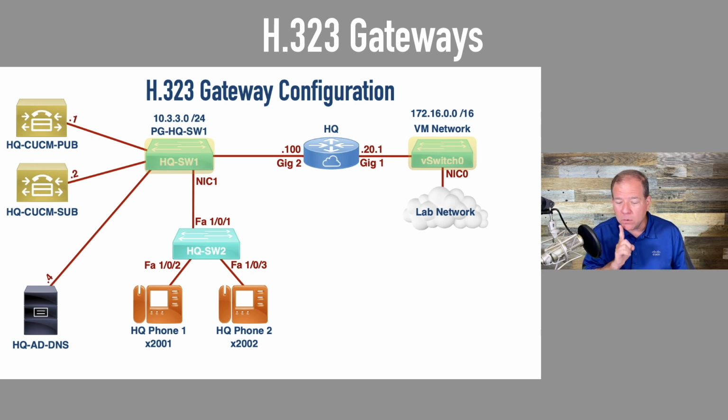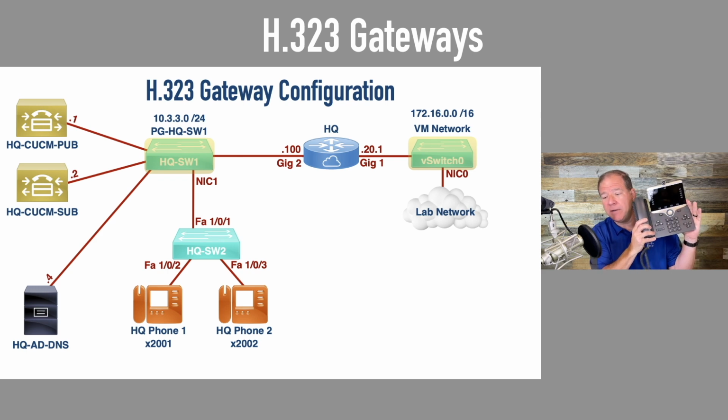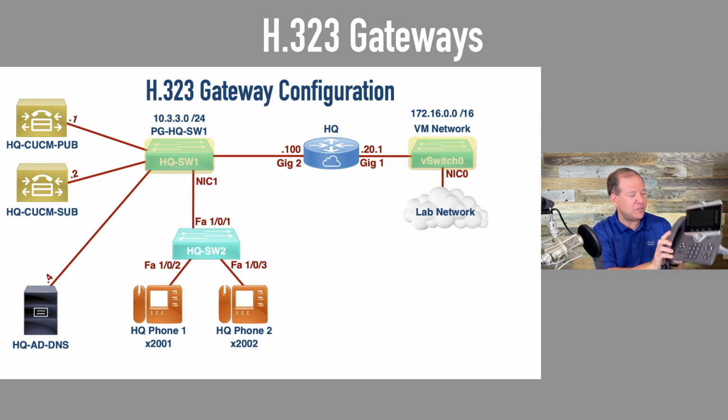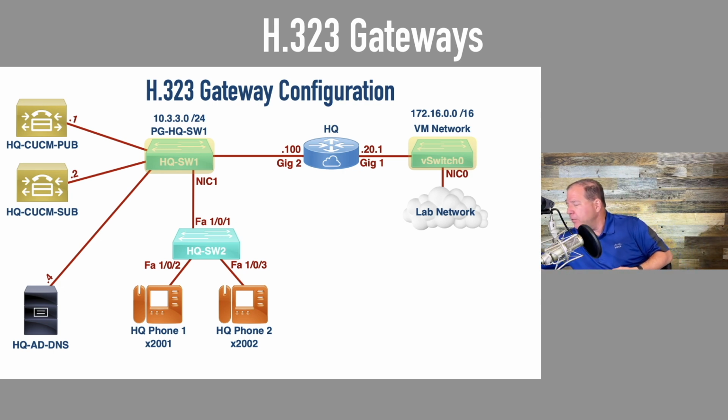But what I want you to notice is I've got a couple of HQ phones. They're phones like this. These are the Cisco 8865 IP phones. So they've got a little camera and a nice color display. Really cool phones. One of my favorite Cisco IP phones, actually. And they're at our HQ site, and we want them to be able to get out to the PSTN.